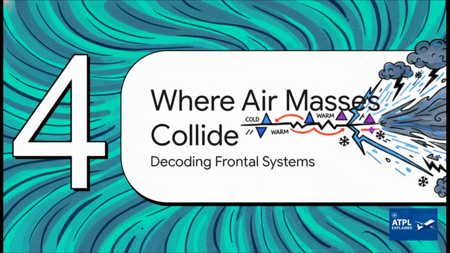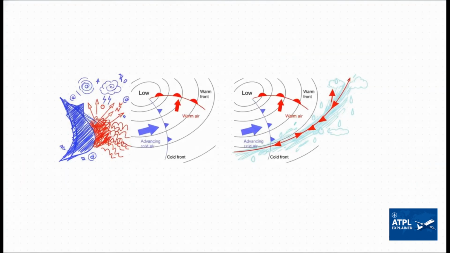Okay, so let's zoom out. All this stuff we've talked about, lifting, stability, clouds, it all happens on a huge scale where giant air masses crash into each other. These collision zones are called fronts, and they are literally the battlegrounds where our worst weather is born. And just look at the difference here.